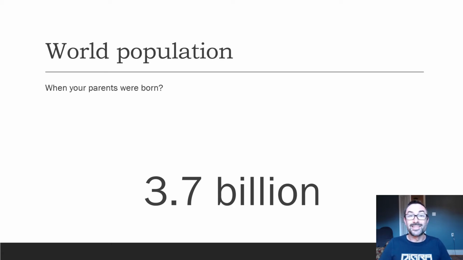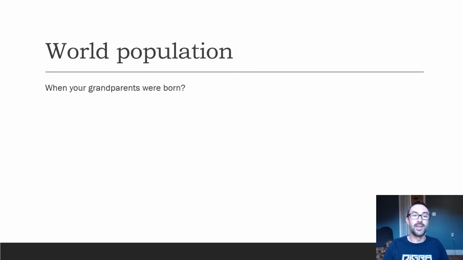If your parents were born in 1975, it was 4 billion. If they're a little older, born in 1965, it was 3.3 billion. So in your parents' lifetime, the global population has increased from 3.7 to 7.8 billion. It's doubled. There were half as many people alive when your parents were born than now. What about when your grandparents were born? Go back one more generation.